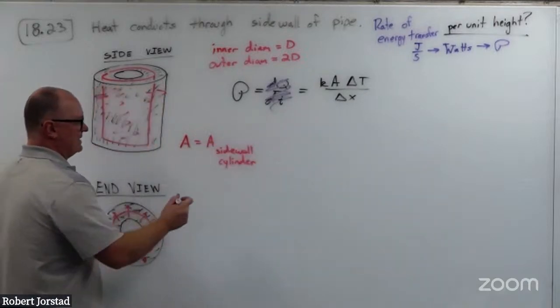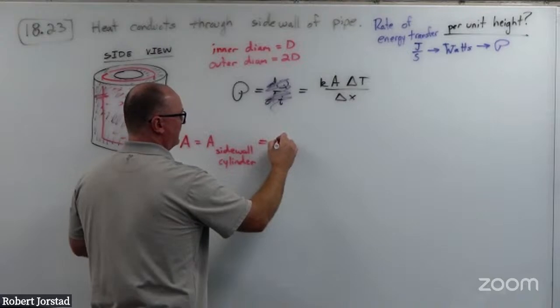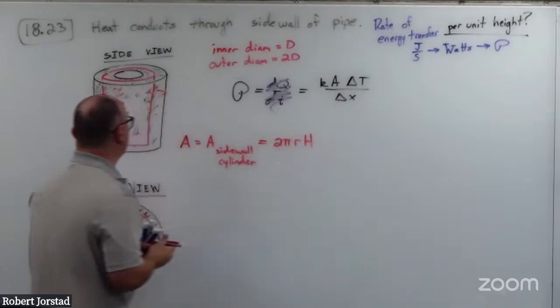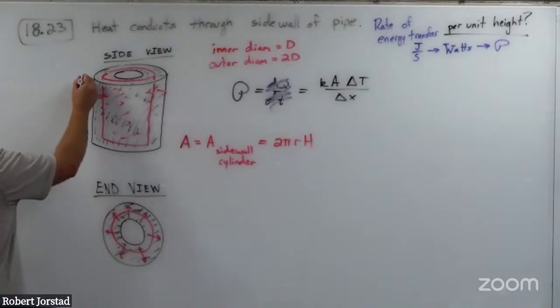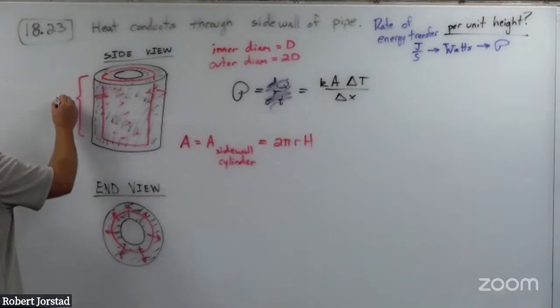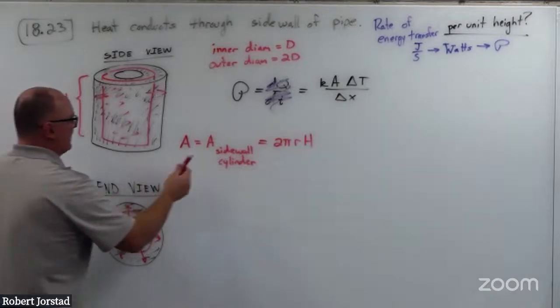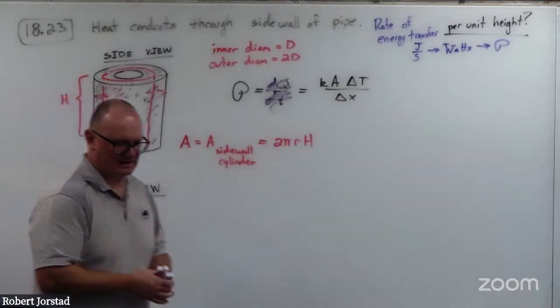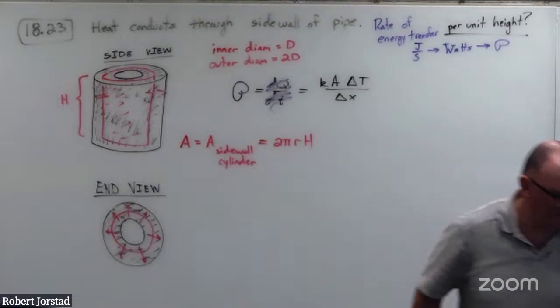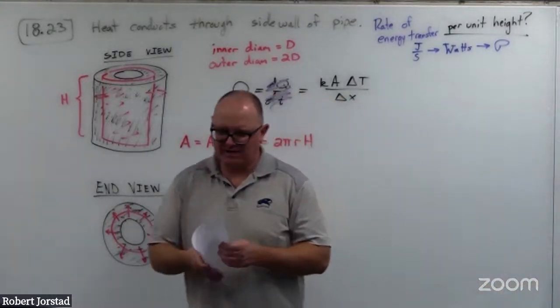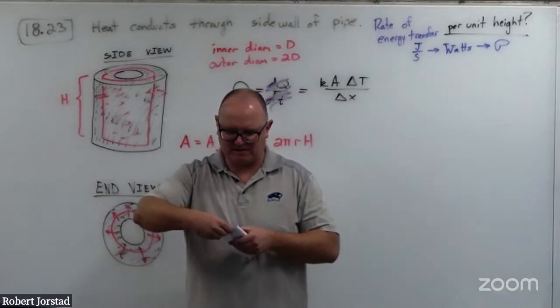That area is 2 pi r times the height, where this dimension here, I'm calling the height. I guess you could call it the length L if you wanted to, whatever. So now, how could I figure out that this is the area? I like to think about it like this. Give me a second. Imagine you take a piece of paper and you have it as a cylinder, right?